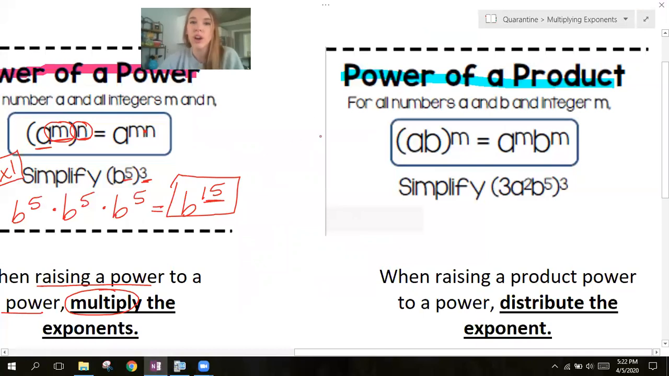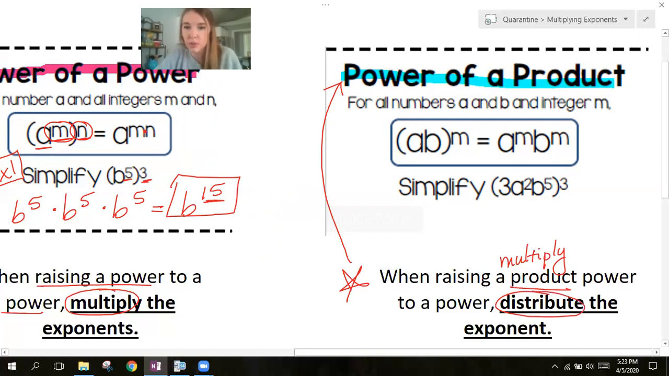All right, and now we are doing the power of a product. So the last rule right here goes with the power of a product. So make sure all this is nice and labeled and neat in your notes. So when it says when raising a product, remember product means when you're multiplying, you're going to distribute the exponent. Okay, so we have two different variables in this case, a times b, and then we're raising it to the m power.